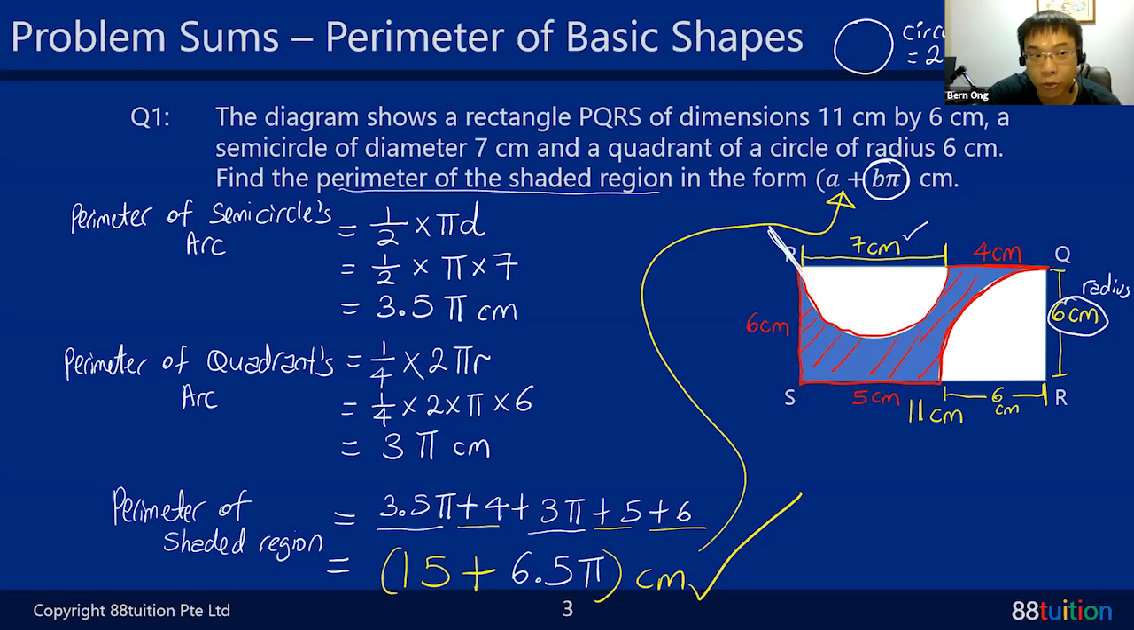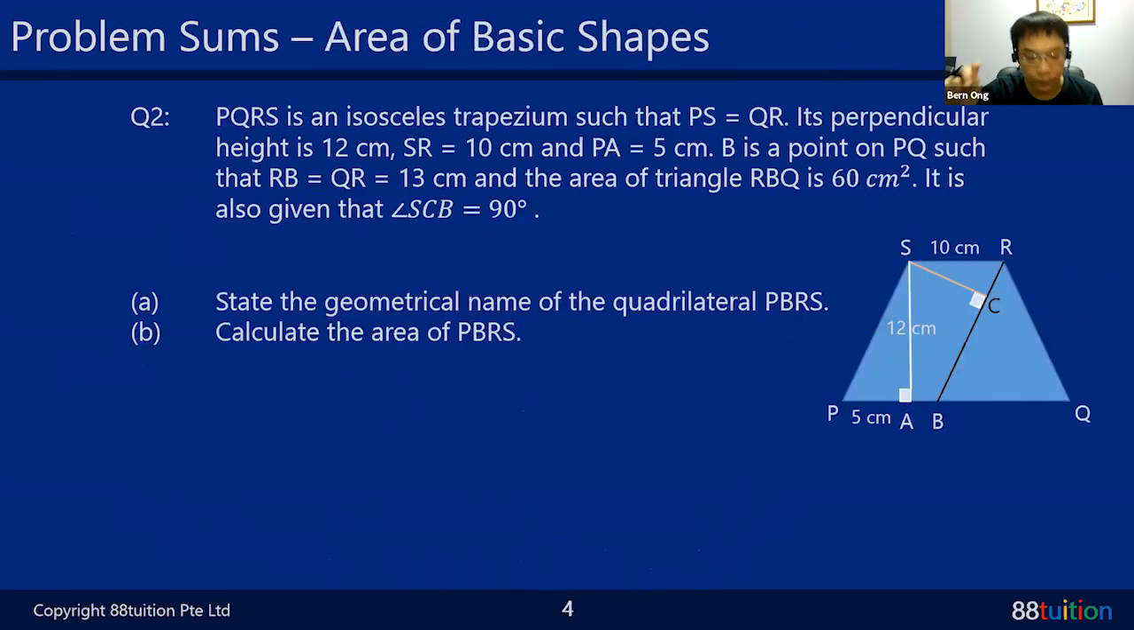Let's go on to question number 2. Let's take a look. What is this? Trapezium. PQRS is an isosceles trapezium. What is isosceles trapezium? It means that down here is equal to down here. It also means that the white line, if I cut downwards here, down here will also be 12 cm.